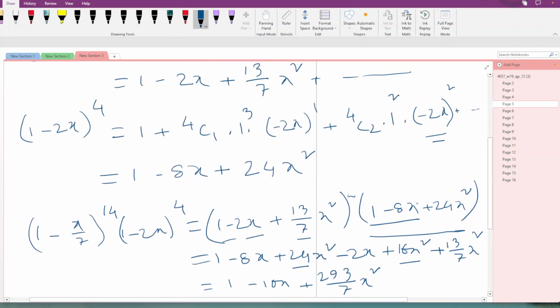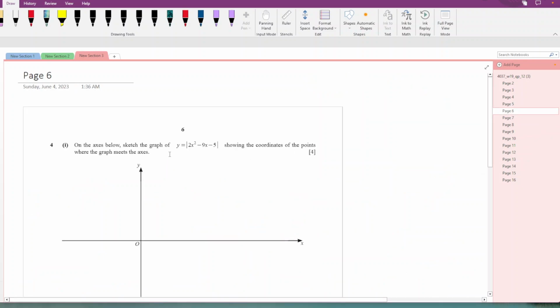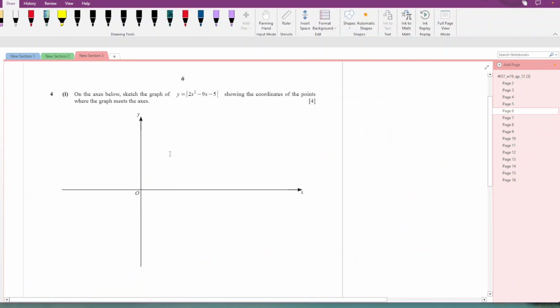And now I am going to the next sums, question 4. On the axis below, sketch the graph of y equals modulus of 2x squared minus 9x minus 5, showing the coordinates of the points where the graph meets the axis.